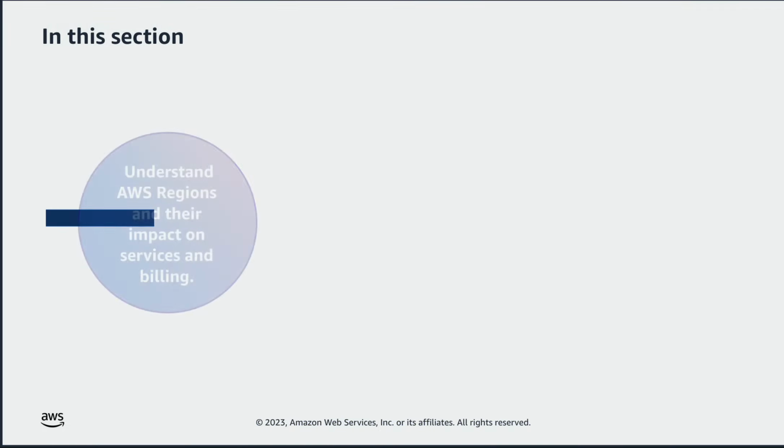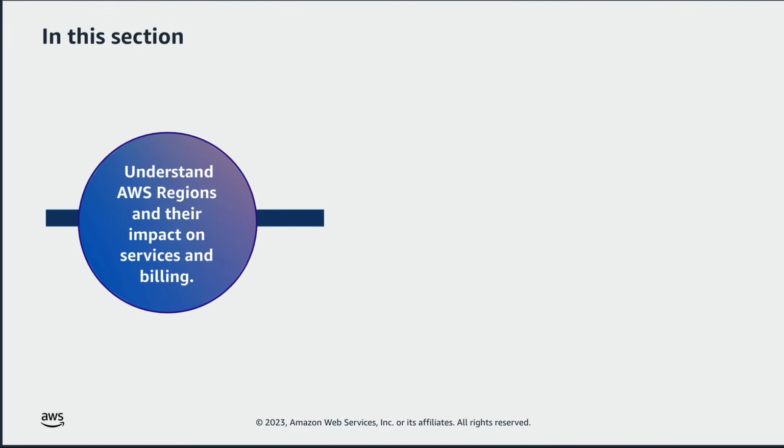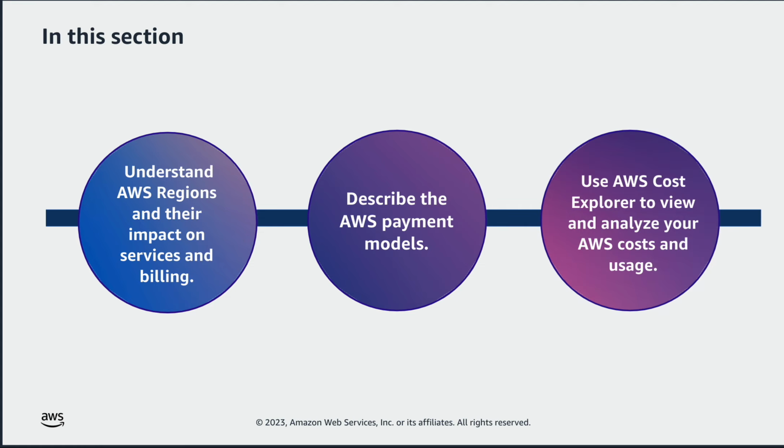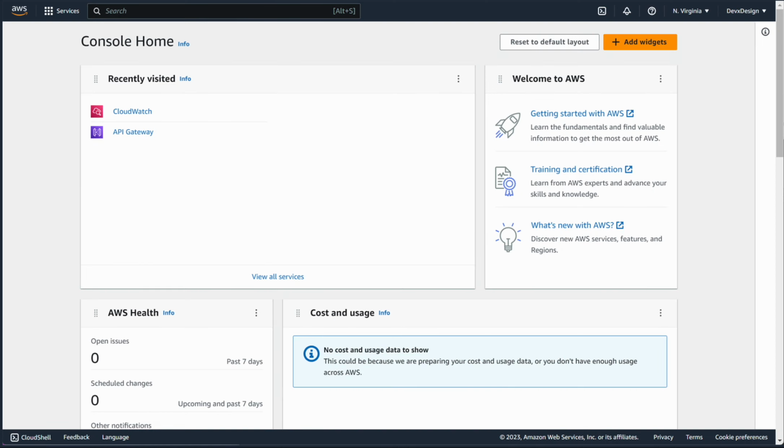By the end of this section, you will be familiar with AWS Regions and their impact on services and billing, describe AWS Payment Models, and understand how to use AWS Cost Explorer to view and analyze your AWS costs and usage. When choosing services on the AWS console, it's important to understand the impact of AWS regions.